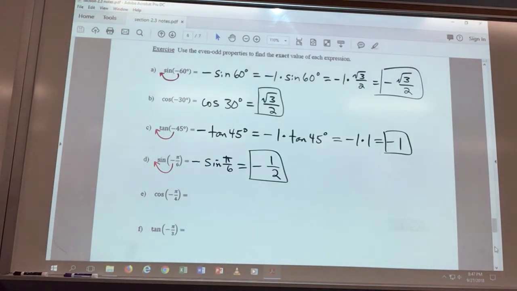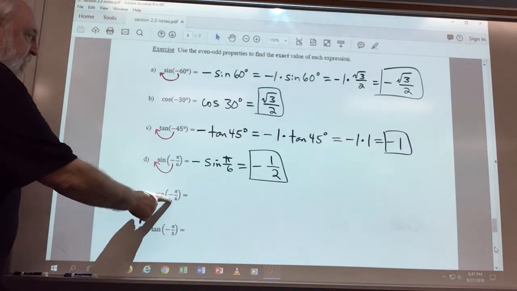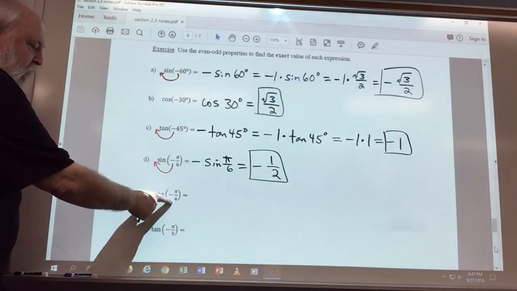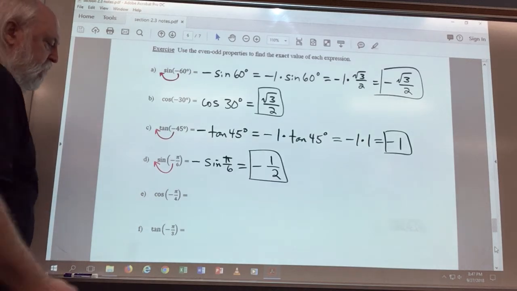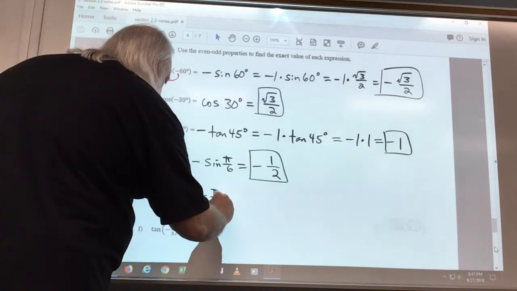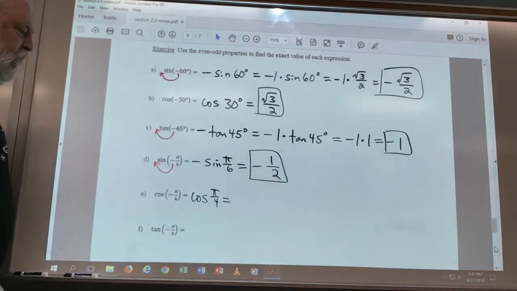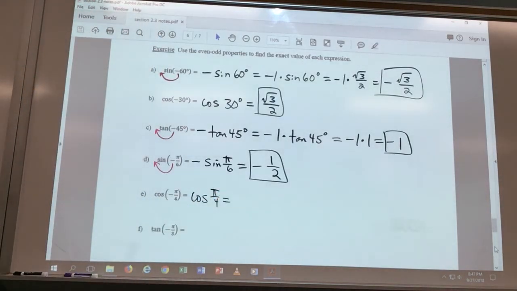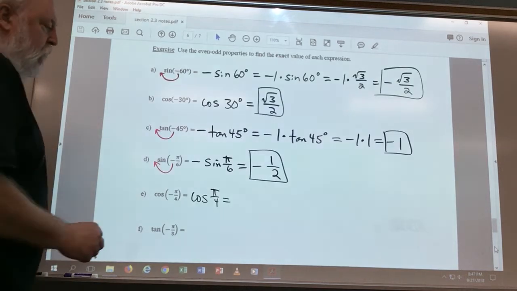Cosine minus pi over 4 radians. Cosine is an even function, so we can drop the minus sign in front of the angle. And so this is equal to the cosine of pi over 4 radians. And you know from the unit circle, cosine pi over 4 is equal to square root of 2 over 2.